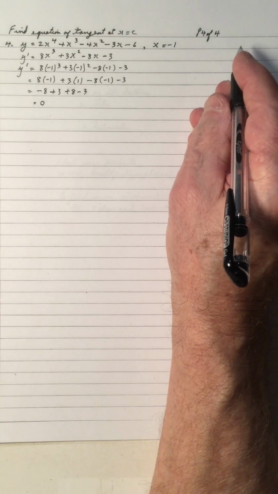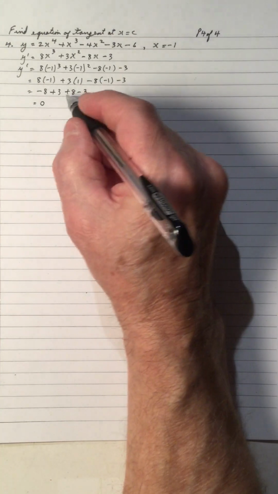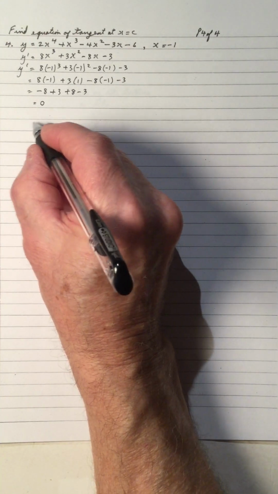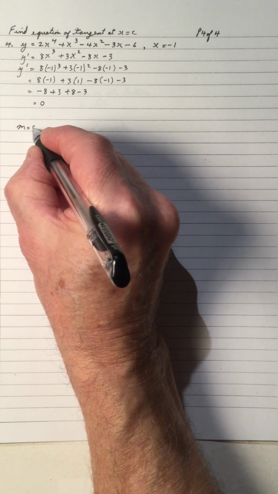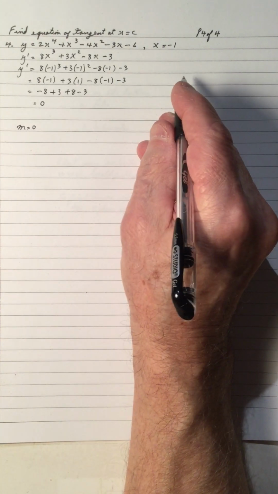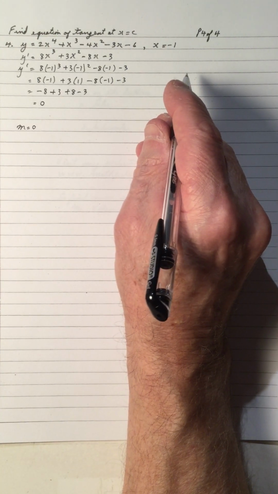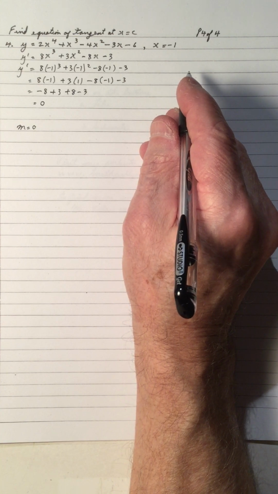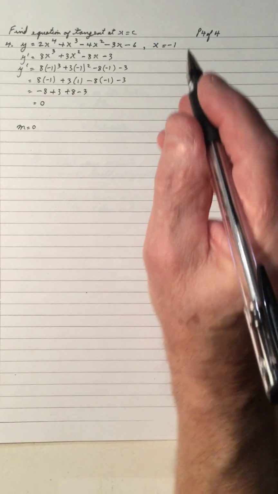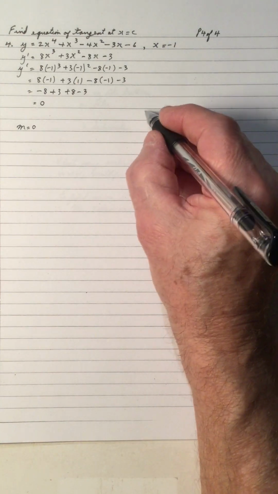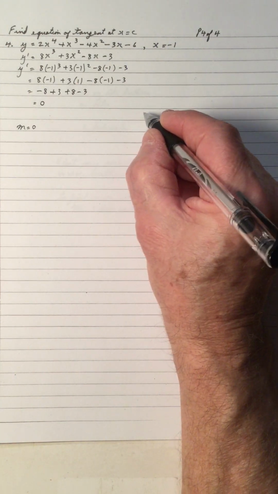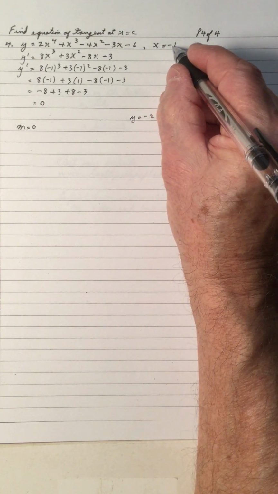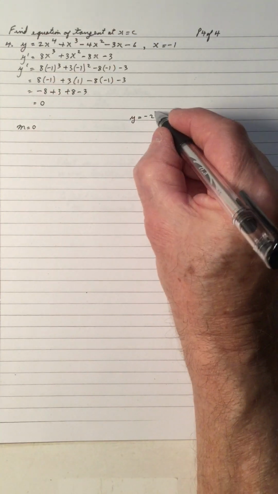So the slope of the tangent is 0. If the slope is 0, that means it's a horizontal line. So this is going to be a horizontal line. Just think about it. So now we're going to work out y, when x is -1, we're going to put a -1 in here.